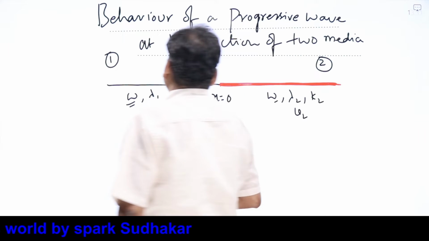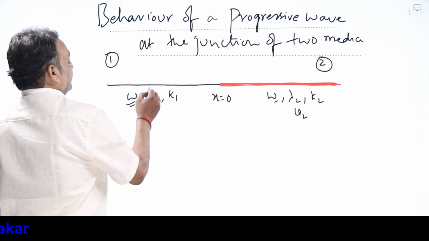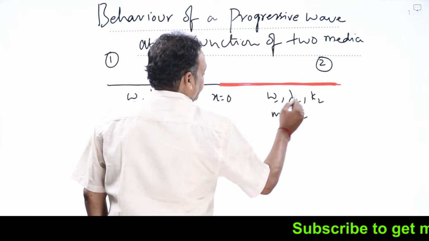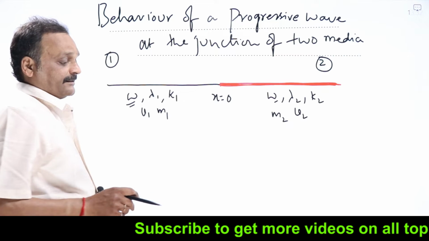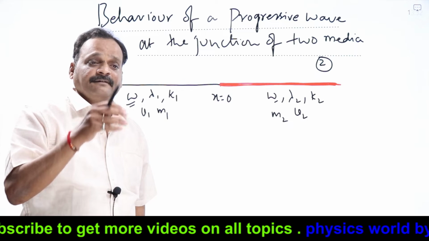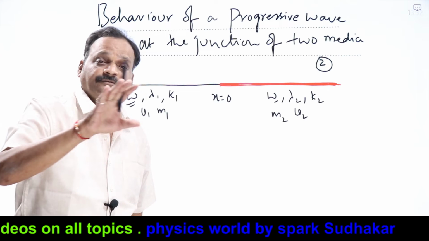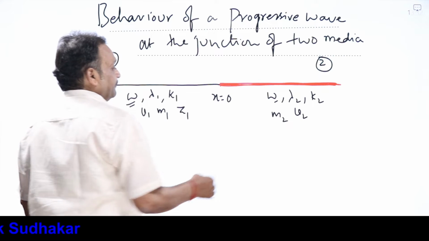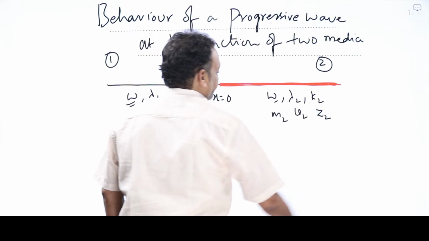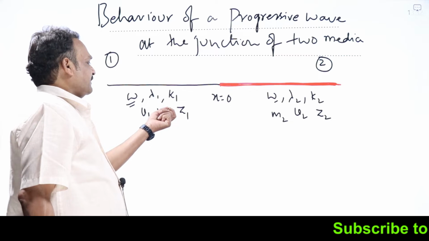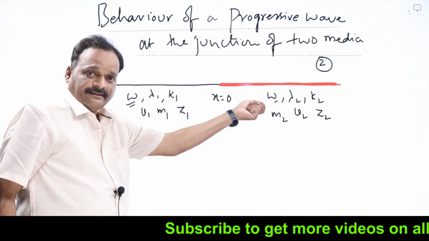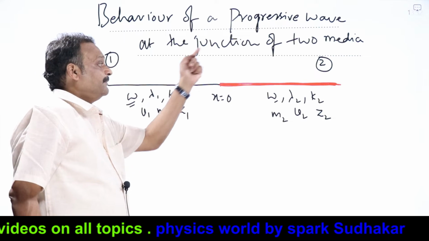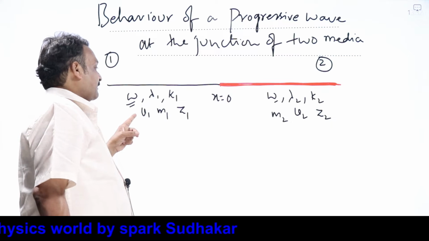Now, let the linear mass density, that is mass per unit length of the string, be m1 here and m2 here. Whenever a wave passes through some medium, any medium including vacuum, it offers some resistance for the flow of waves through it. Let the characteristic impedance of that medium be Z1 here, and let the characteristic impedance of the other medium be Z2 here. Z1 is the impedance of this medium, Z2 is the impedance of that medium.